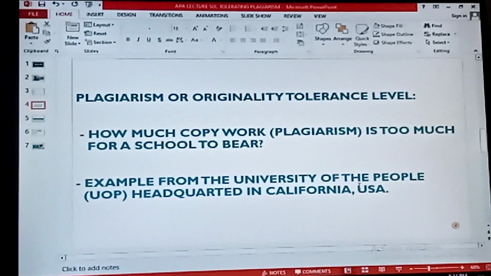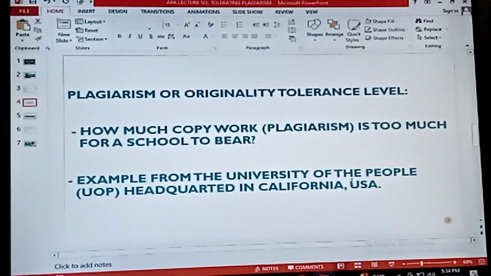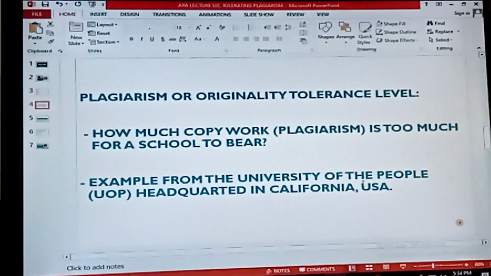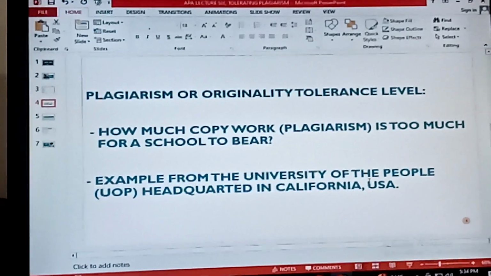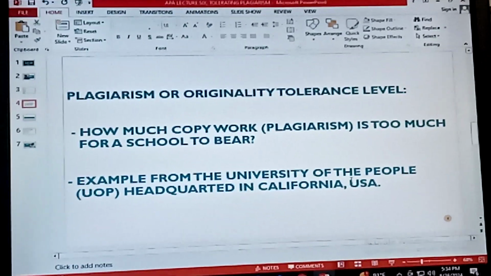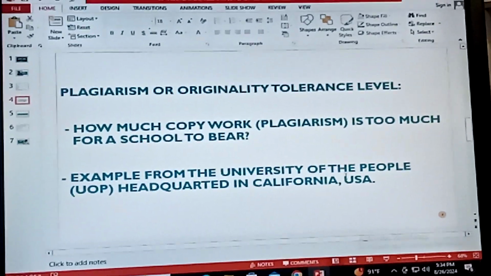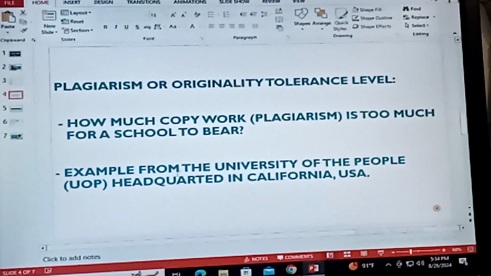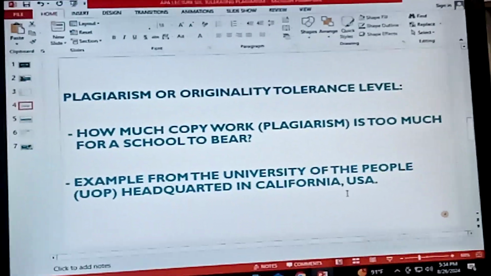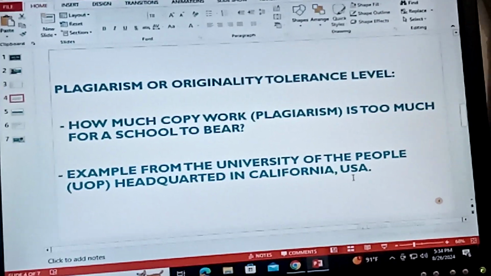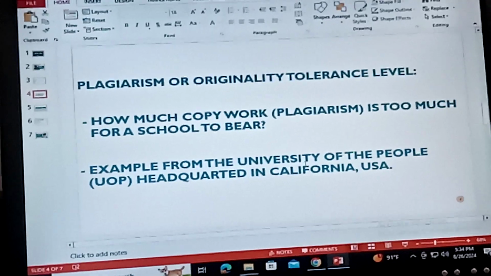Now, the question is plagiarism tolerance level. Each school will have their own tolerance level for their students. They should not all be the same. All schools are not the same, so all the rules and the bylaws in the schools cannot be the same. So how much plagiarism would a school tolerate from their students? How much copied work is too much for a school to bear? In this slide, I'm going to take an example from the University of the People, UOP, headquartered in California, US, where I happen to be a lecturer. So I'm going to use their plagiarism tolerance level as an example in this presentation.